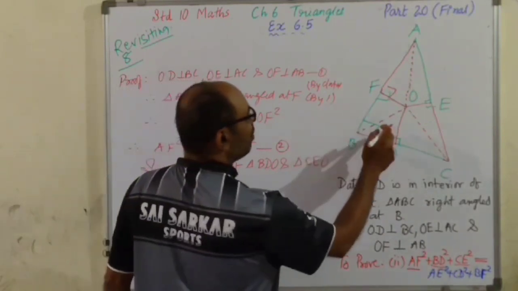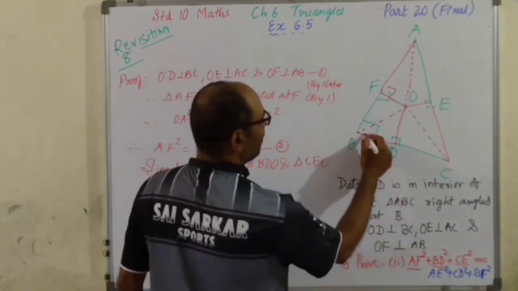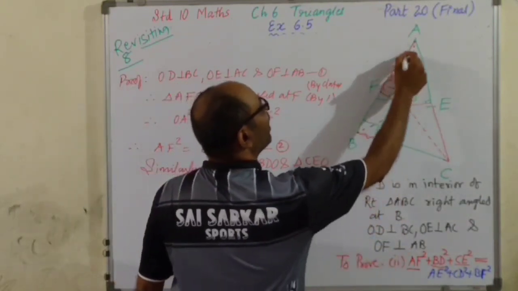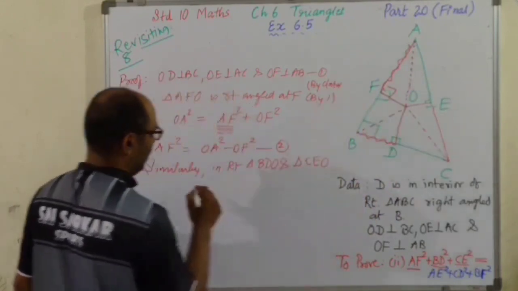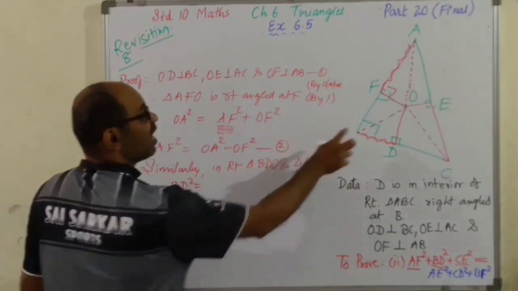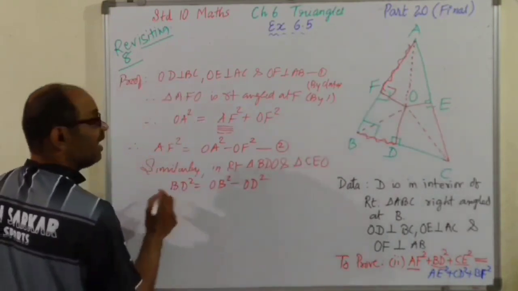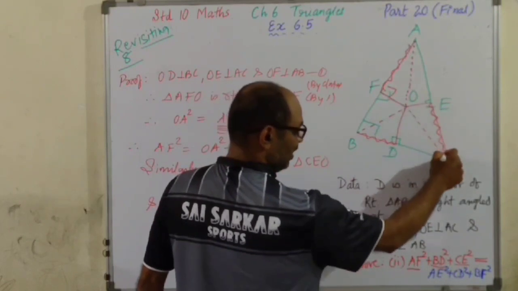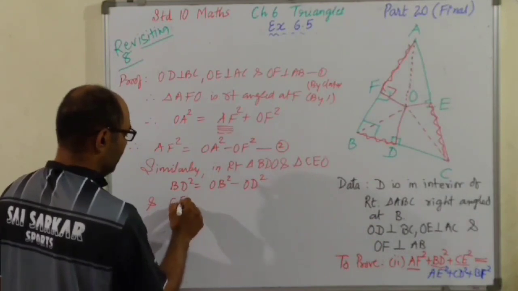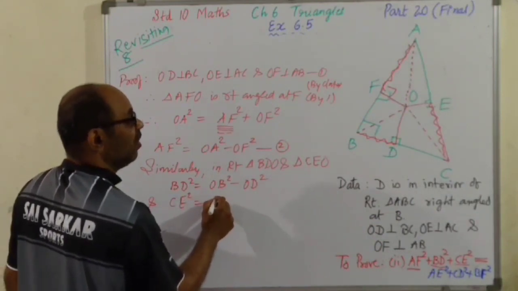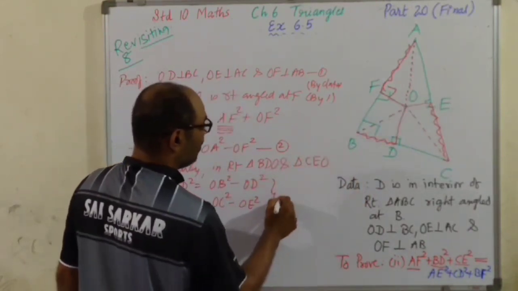So now in triangle BDO, what do we need? BD. We need this one here. So hypotenuse square minus the remaining side. So BD square is hypotenuse OB square minus remaining side OD square. And in this triangle, we need CE. So hypotenuse square minus the remaining side. So CE square is equal to hypotenuse OC square minus OE square. Result 2.